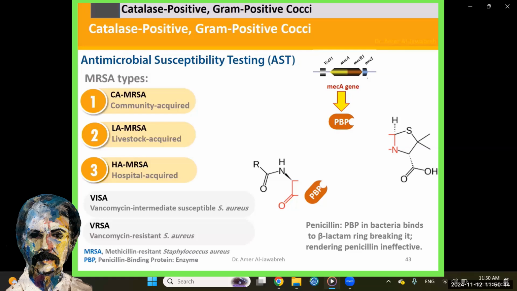HA-MRSA, hospital acquired, which we call, in other words, nosocomial infections. So we have 3 types. There is VISA and VRSA. What is VISA? Another antibiotic, not methicillin. It's vancomycin intermediate susceptible S. aureus. Not very common like MRSA. VISA and VRSA, vancomycin resistant S. aureus.